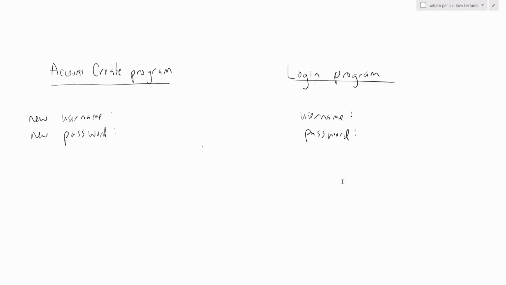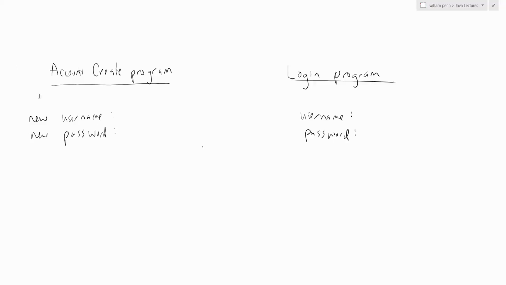So we're going to imagine we're going to create a couple little programs. One of them is going to be a program to create a new username and password. So pretend somebody's creating a brand new account. We're going to have another program over here that's like a login program where they type in their username and password, and we check to see if it's correct.